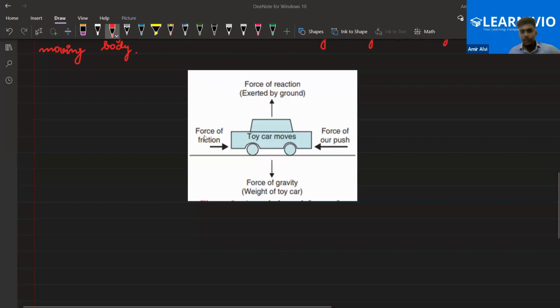Okay, so as you can see, everyone, this is a toy car. It's moving. So you are basically pushing the car in this direction, right? If you are pushing the car in this direction, there is a force of friction as well. But the force applied by your hand is greater in magnitude than the frictional force. It means that the car will go in the direction of the force.